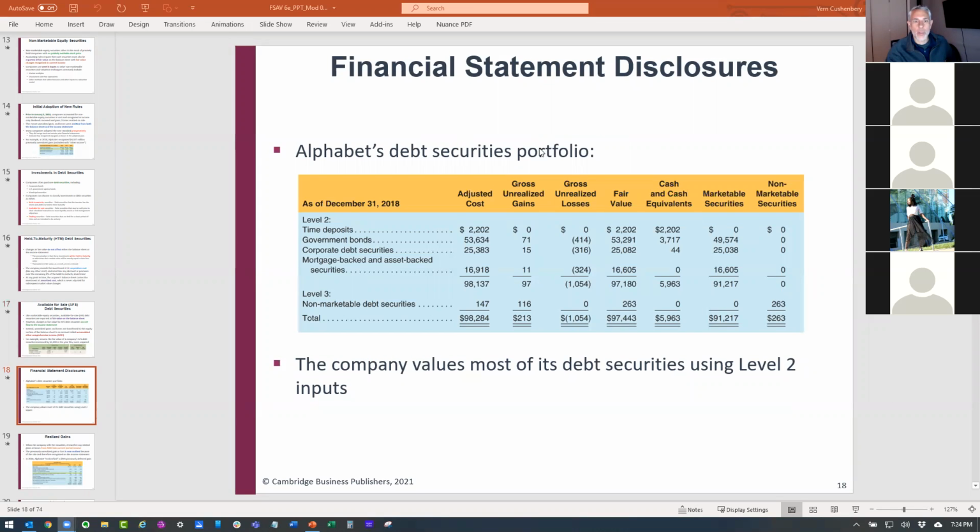And here are the disclosures for Alphabet's debt securities. So we have the adjusted cost, unrealized gains, unrealized losses, fair value, cash, marketable securities, non-marketable securities. Look for this disclosure in your 10K filing. Be familiar with what that is.